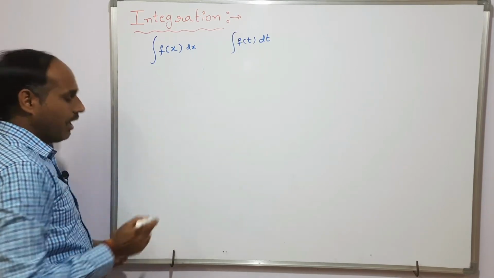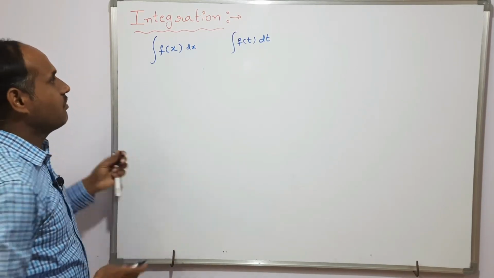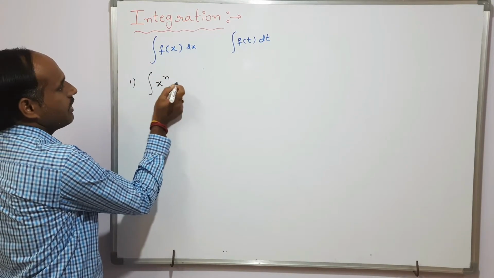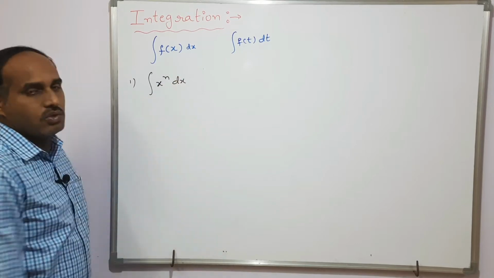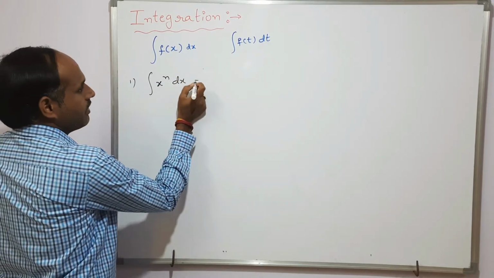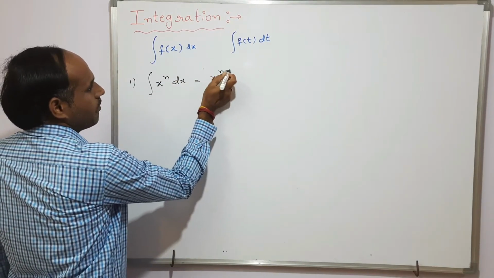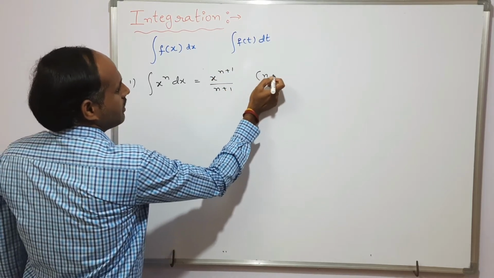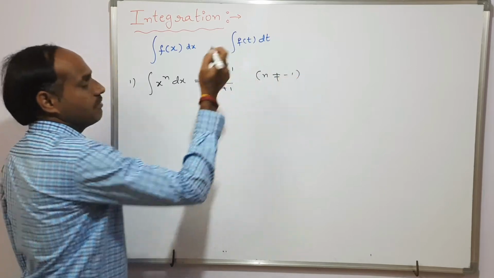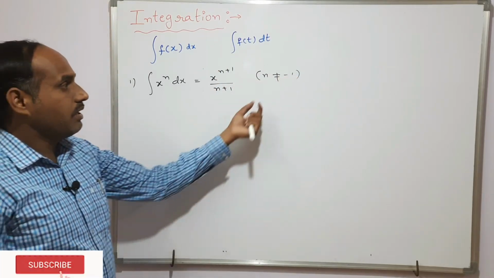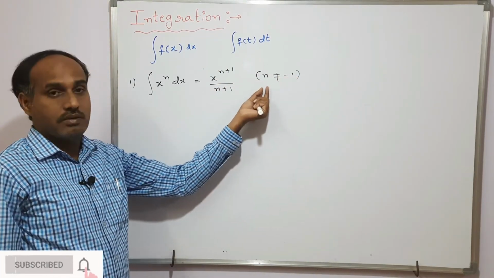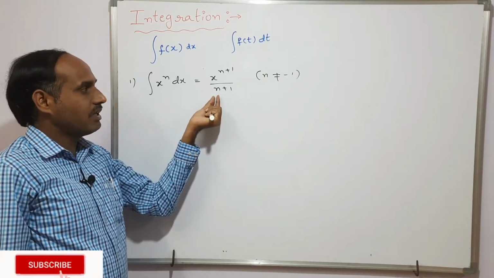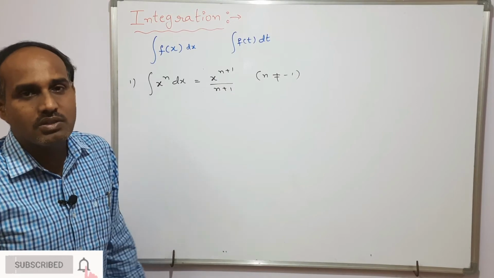When I come to some basic formulas, the first one is integral x to the power of n dx, which we can write as x to the power of n plus 1 by n plus 1, but the condition is that n should not be equal to minus 1. Why is n equal to minus 1 not allowed? Because if n is equal to minus 1, then in this formula minus 1 plus 1 gives 0, and something by 0 is undefined.